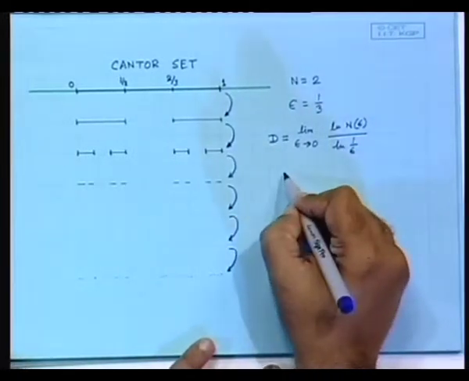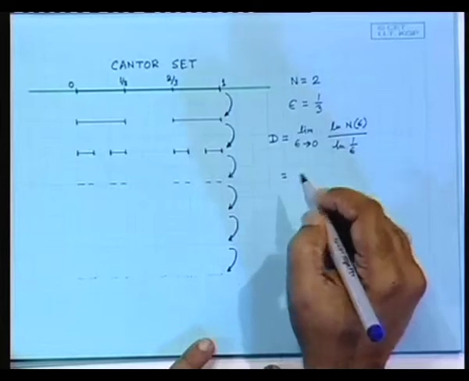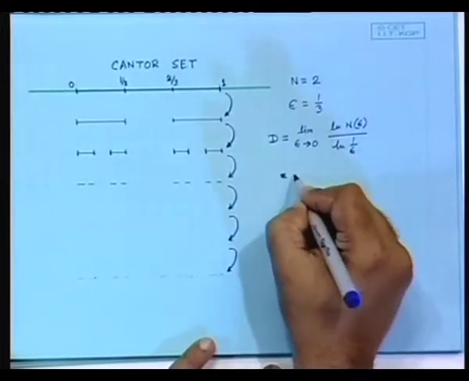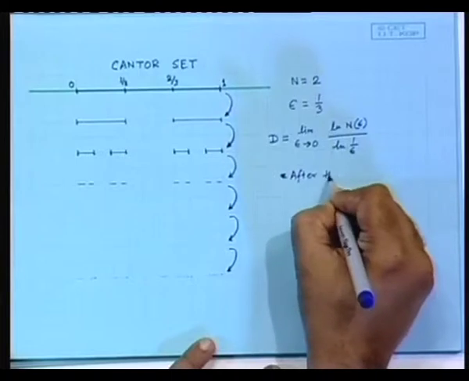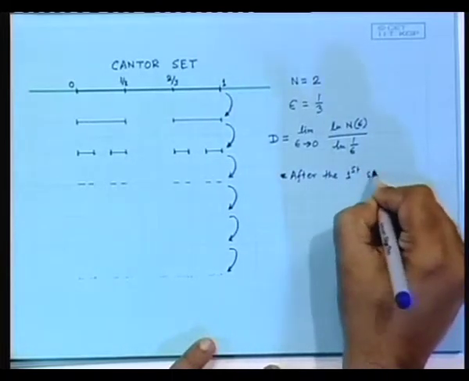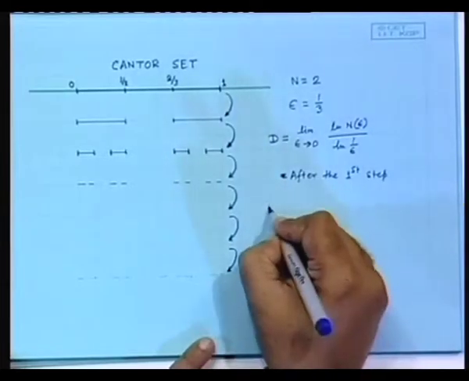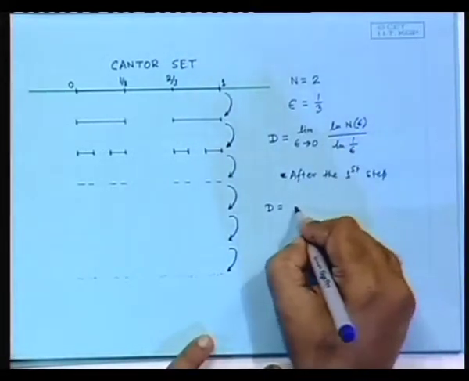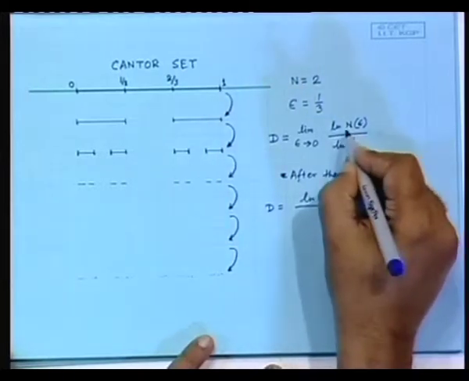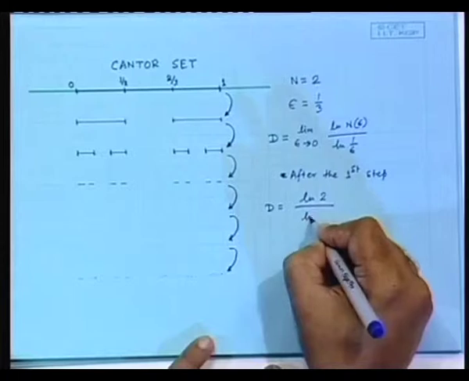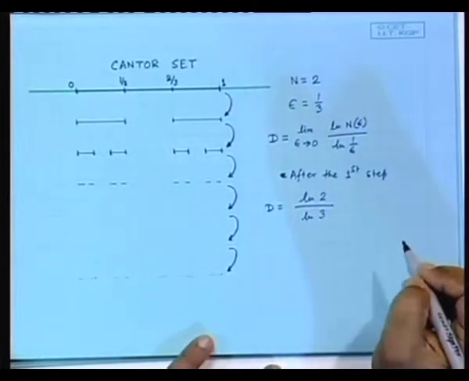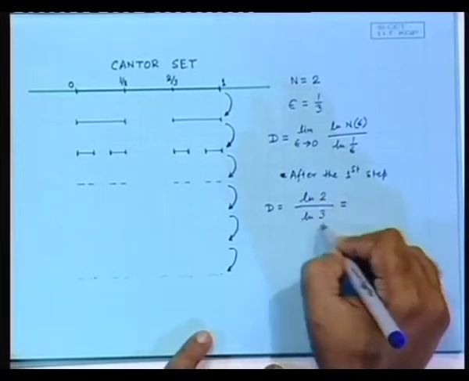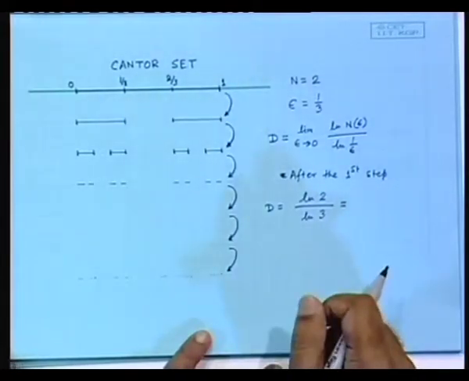So, if we consider the dimension that can be measured after the first iteration, the first step, then d is equal to, we are only trying to measure this quantity. This will be ln n, n is 2, so ln 2 by ln 1 by epsilon, which is ln 3. This is a fractional number lying between 0 and 1, okay, a fraction.